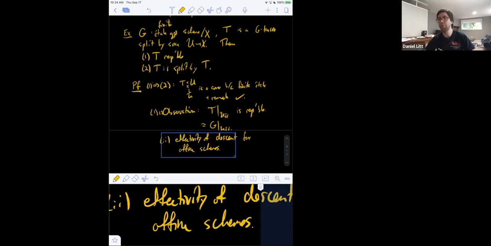And let me just remind you what we did: we proved that descent was effective for quasi-coherent sheaves. But what is an affine scheme? It's like spec of a quasi-coherent sheaf of algebras. So all we have to do is descend that quasi-coherent sheaf of algebras. Great. Okay, so we proved this.